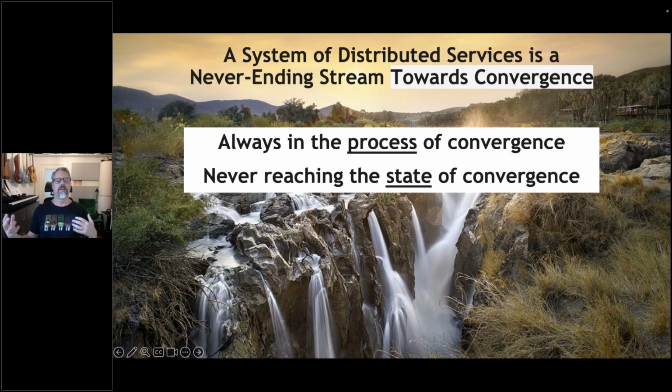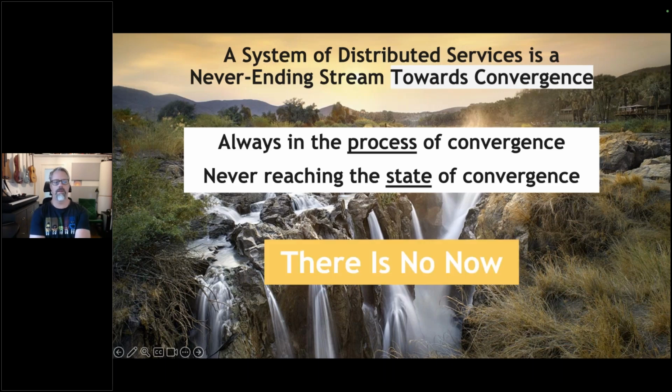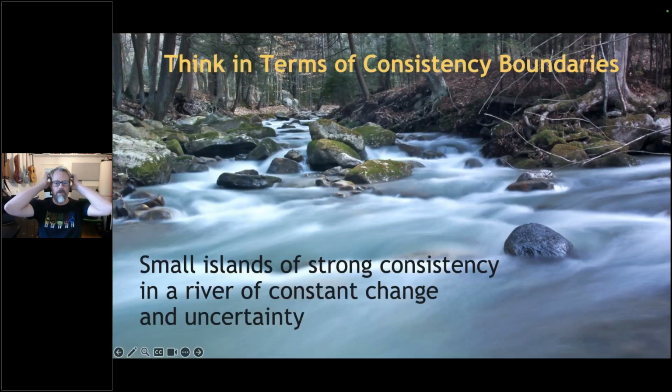So the system is in constant motion, in a constant state of change, and in a way, you can think about it as it's always just trying to catch up. And the one fundamental truth that I've learned the hard way is really that there is no now. What I mean by that is there's no globally consistent now, no globally consistent present. As the expression goes, it's all in the eye of the beholder. It's all relative. And we need to tackle that.